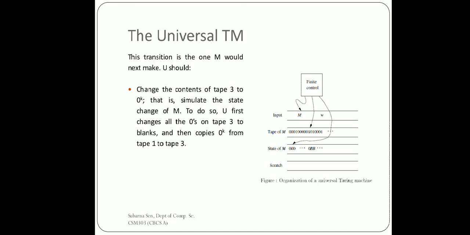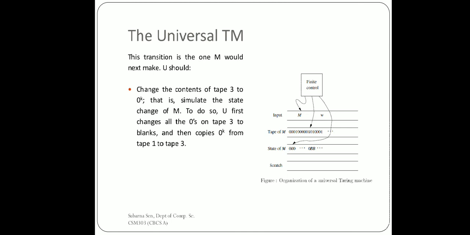Okay, now how is it going to change the contents of tape 3 to 0 to the power k? Why will it change it to 0 to the power k? Because the next state is held as 0 to the power k, whatever the value of k is. It is depicting which state it has to move to. That's why the contents of tape 3 are going to be changed to 0 to the power k, because in the next iteration we will consider this 0 to the power k as my previous state, the state from which we are going to process next, right?